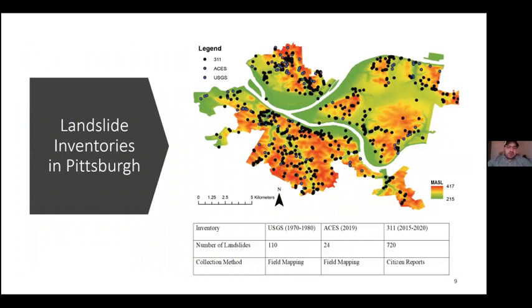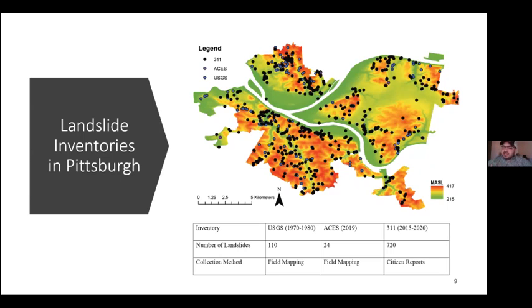So for this project, we've been using a combination of three different inventories. The first is the USGS landslide inventory, which is an inventory of about 1,000 landslides covering all of southwestern PA, mapped by Pomeroy, the example map I showed before, in the 70s and 80s. In Pittsburgh, there's about 100 landslides.